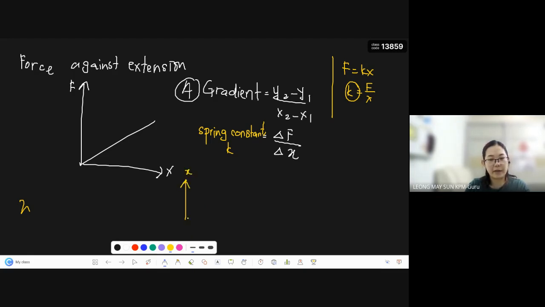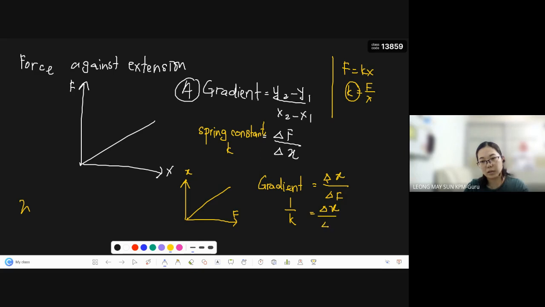In case it's a graph of extension against force, it is still a straight line, okay? But here, the gradient, we still get y2 minus y1 over x2 minus x1, but it's actually the changes of the x-axis over the changes of the force. So what happens here is that instead of it being the spring constant, it will become 1 over k equals changes of x over changes of f.